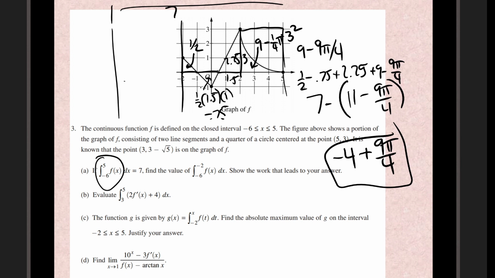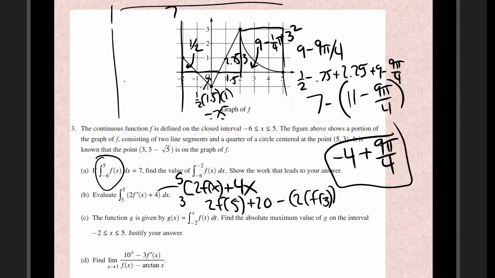B was actually like our properties of integrals section. You just integrate. 2f prime of x integrates to 2f of x. So we just lose the prime. And 4 integrates to 4x. Then you just plug in 5. So you get 2 times f of 5 plus 20 minus 2 times f of 3 plus 12. Did I close too many parentheses? No. Chilling. And then you just plug in f of 5, which is 0, and f of 3.